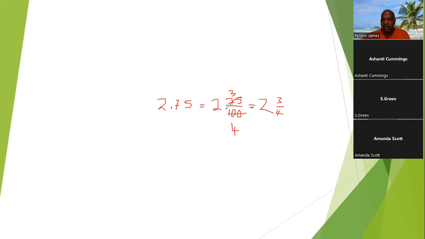And so this fraction that we have now written can be cancelled using the highest number that can go into 75 and 100. The highest number that can divide 75 is 25. So we use that to divide 75 and 100. 25 into 75 goes 3 times. 25 into 100 goes 4 times. So the fraction becomes 3 quarters.